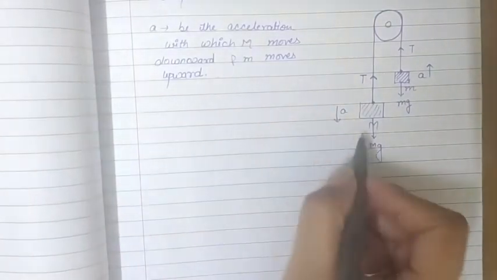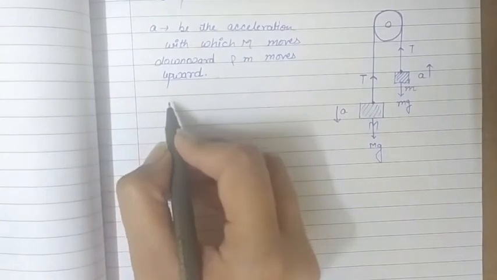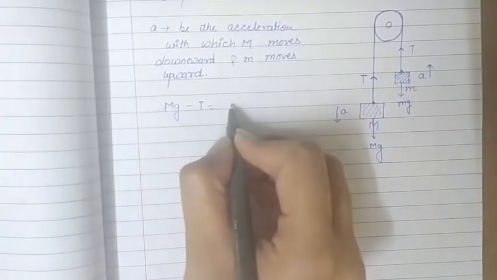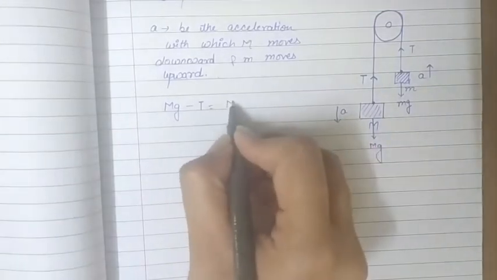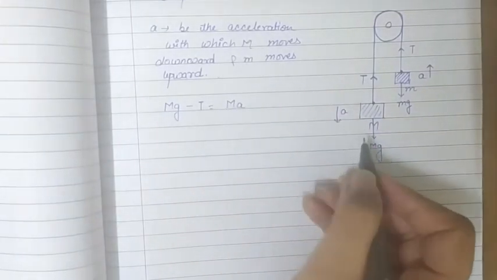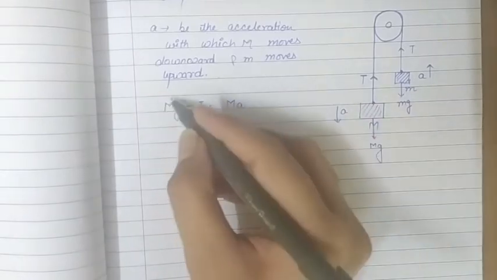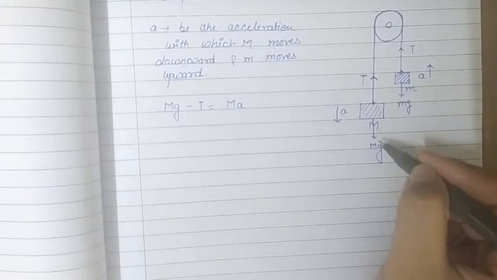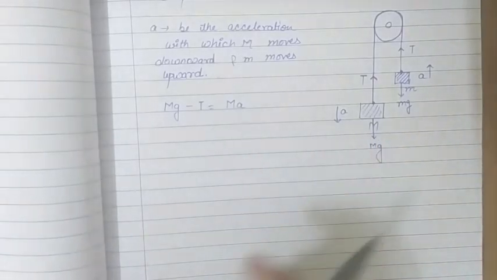So for mass capital M, the equation will be mg minus T is equal to net force, and net force is equal to mass into acceleration downwards. It is downwards because this mg is downwards and mg is more than T, and that's why we are getting Ma in the downwards direction. This is for capital M.